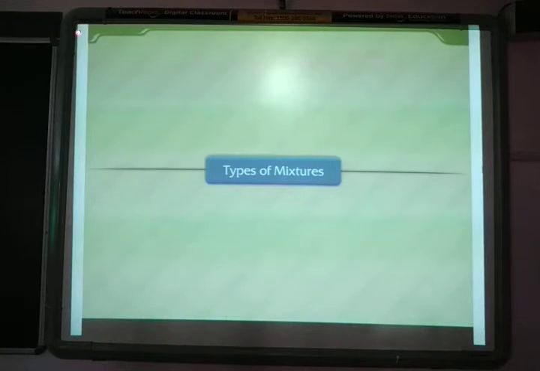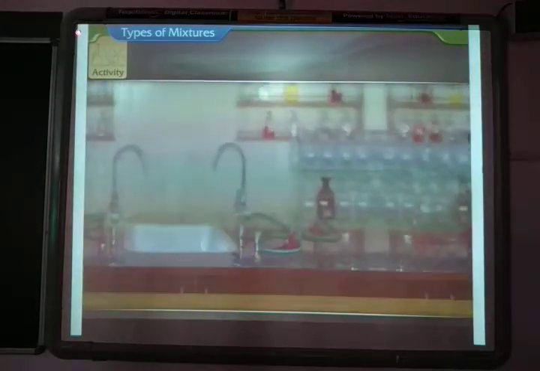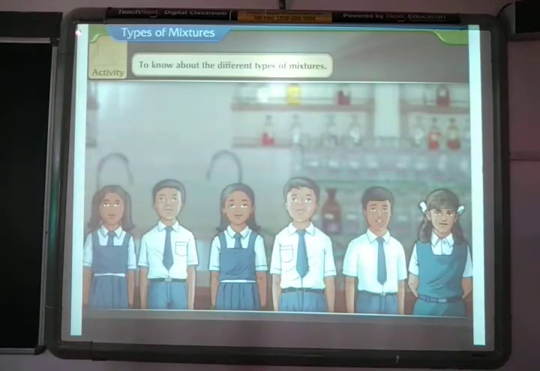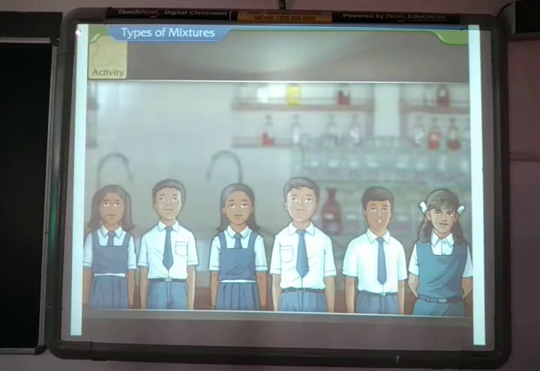Types of mixtures. Activity. Let us perform an activity to know about the different types of mixtures. Let us make three groups of two students each. Name them as group A, group B, and group C.